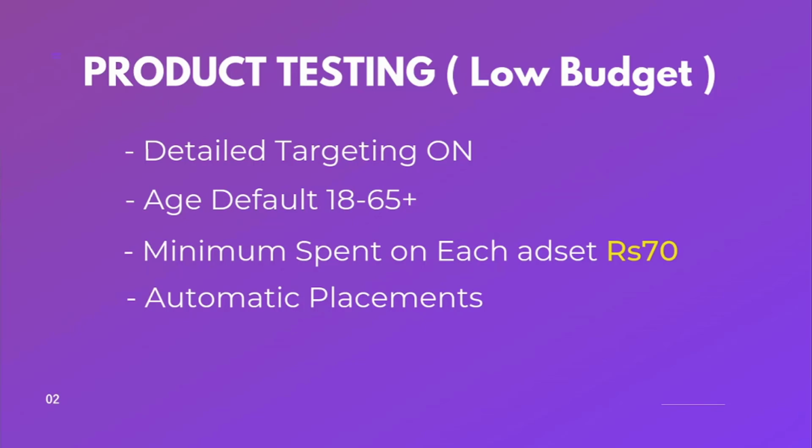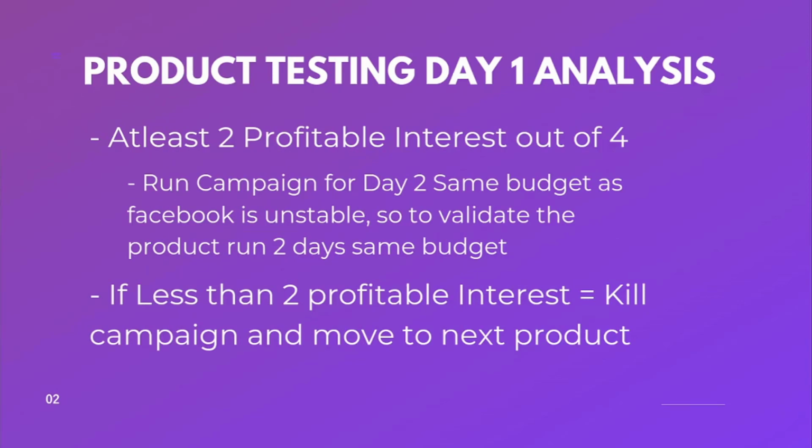Age I always keep default, 18 to 65 plus. A minimum spend, I'll always keep at 70. So 4 ad sets, 70 rupees per ad set, which is a minimum spend for each and every ad set, so that each and every ad set gets a fair chance of performing. And for the placements, I use automatic placements as always. I let Facebook do all these things.